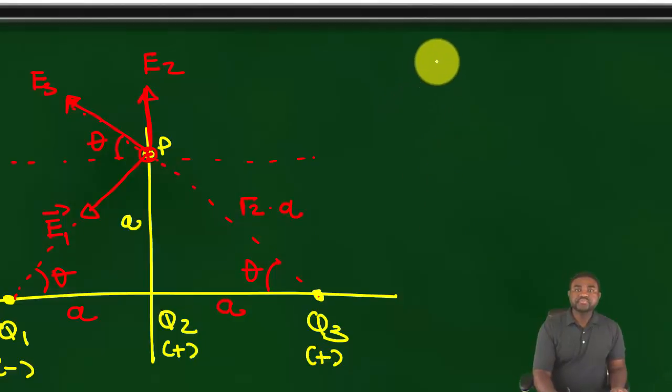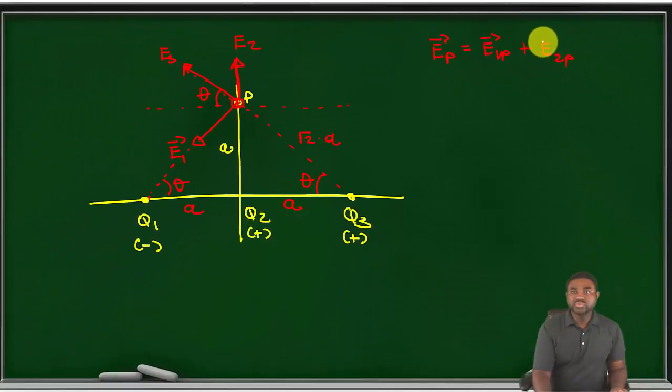So we know that E at point P will be equal to E1P plus E2P plus E3P. Now, let's call this angle here alpha. Looking at this diagram, you see that E3 and E1 can be resolved in both the x and the y direction.